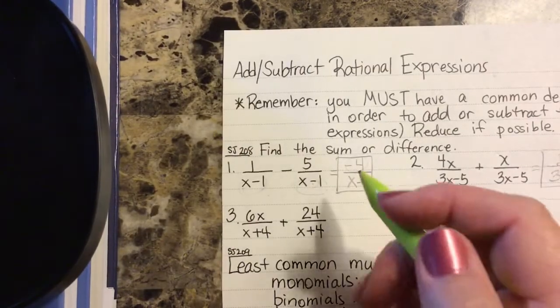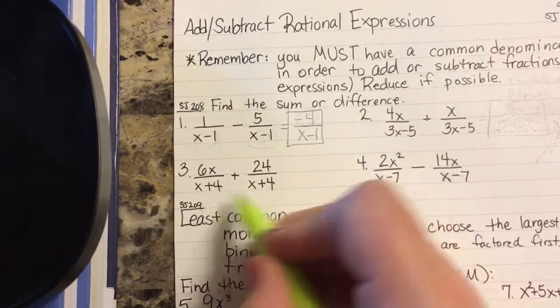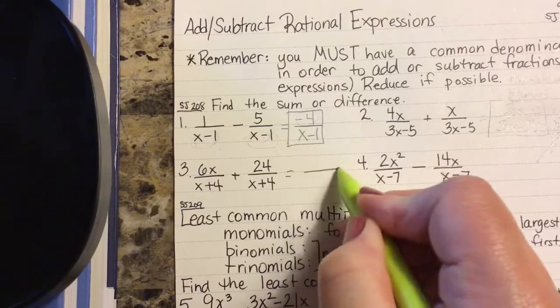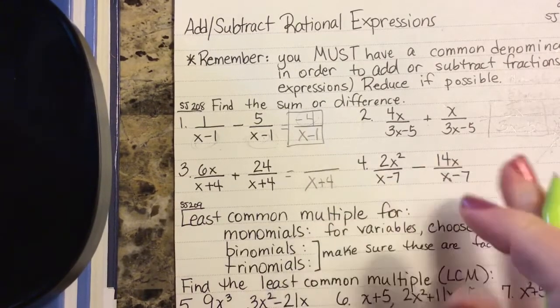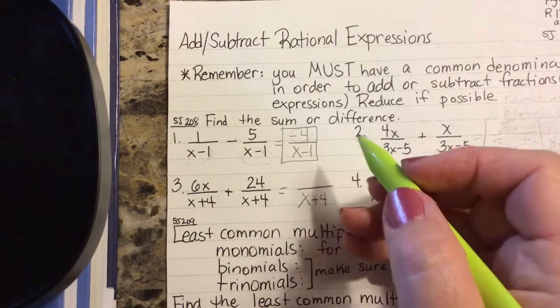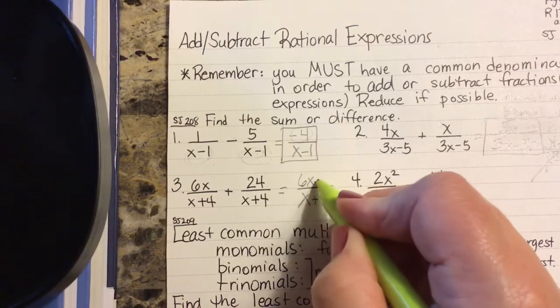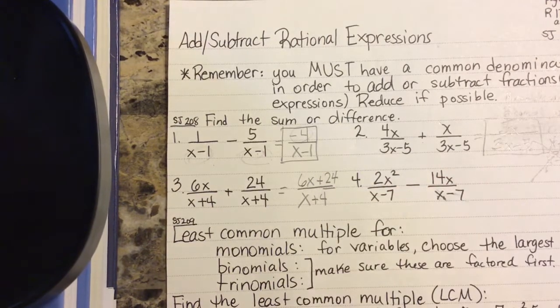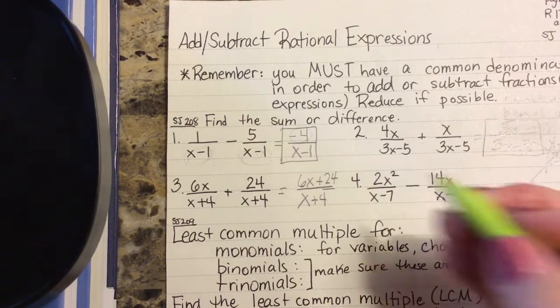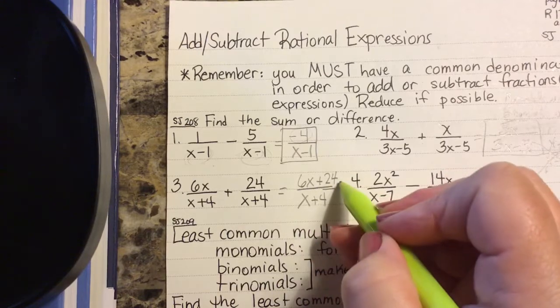Okay, moving on to number 3. Do I have a common denominator? Yes, x plus 4 is my common denominator. Do I have like terms in my numerator? I cannot add those together, so I'm going to have to put 6x plus 24. And then when I look at that, I recognize that my numerator has a common factor.